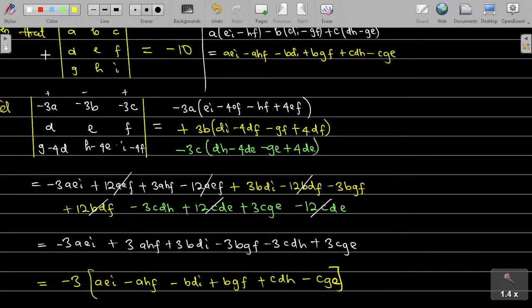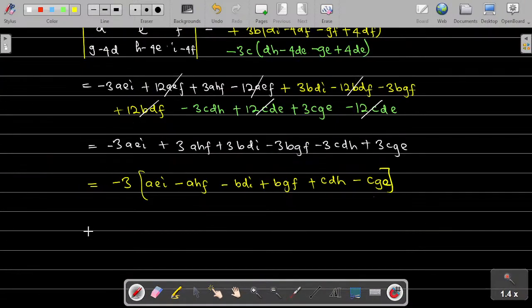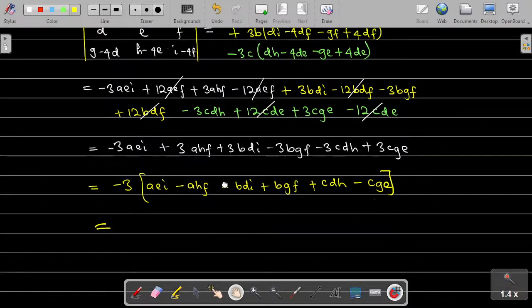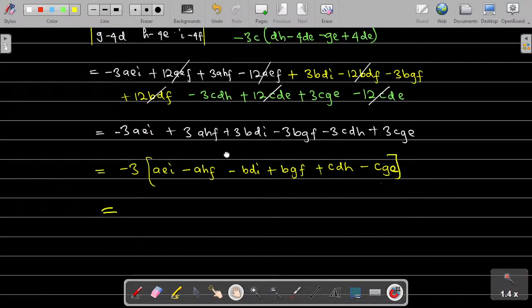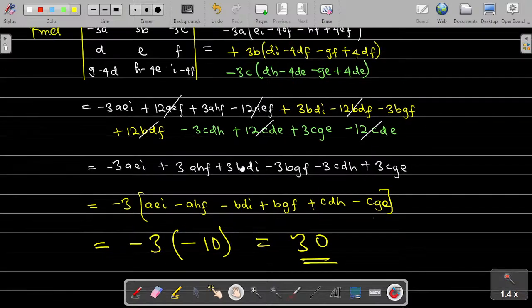And that is all we needed. Like I told you, you would see immediately that the magnitude of this one they asked us to find here is going to just be equal to minus 3 times the magnitude of the one they gave us, which is 10. And that is equal to, sorry, minus 10. And that will give us 30 as the solution.